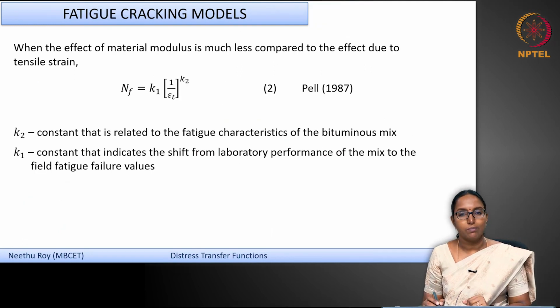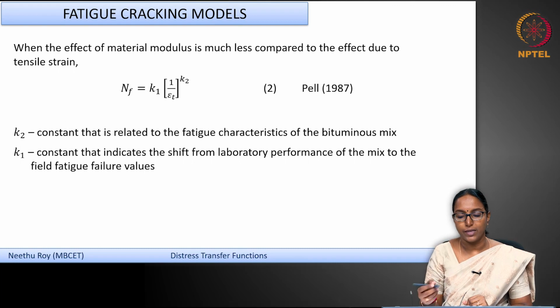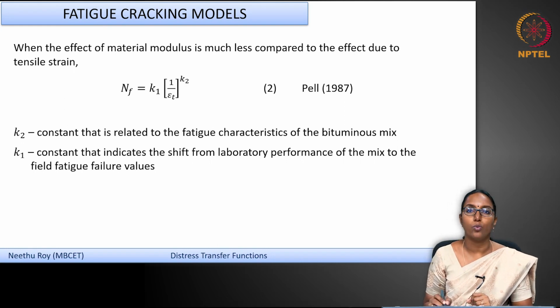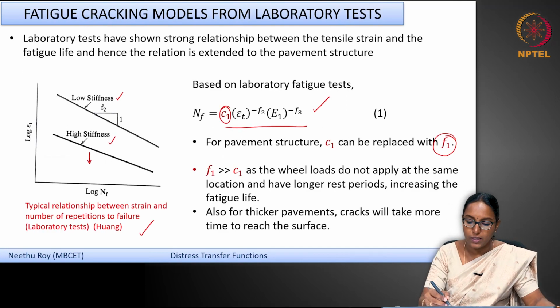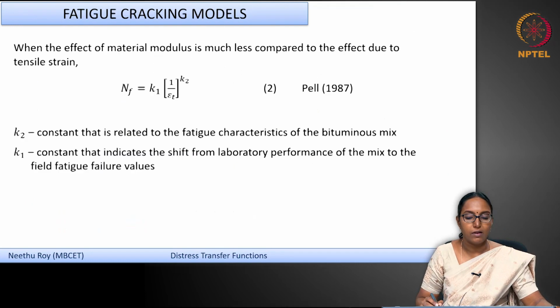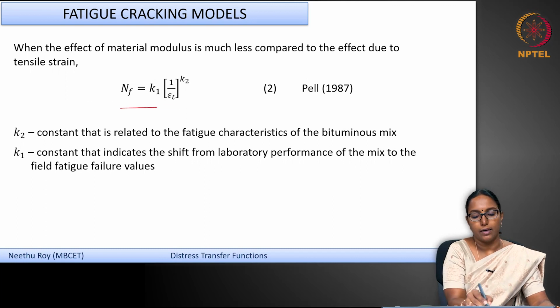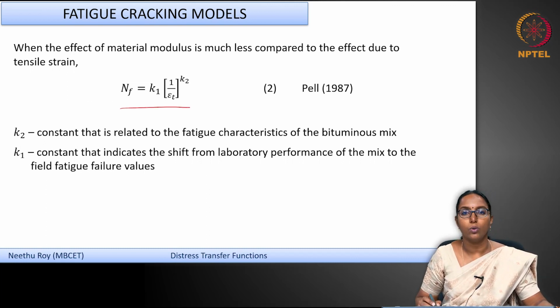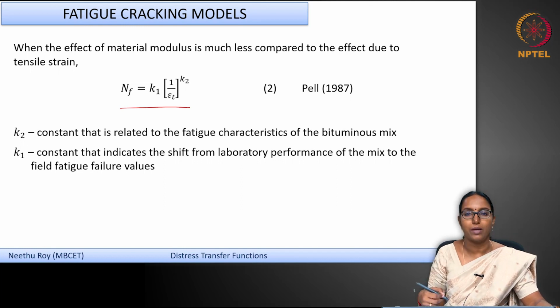Okay, so sometimes in certain studies, for example by PEL, the effect of the material modulus is neglected because it is found that the coefficient corresponding to the material modulus, that is this F3 coefficient, is less compared to F2. That is, the influence of material modulus on this expression is less, so it can be neglected. So, PEL has given a general equation as NF is equal to K1 into 1 by epsilon T raised to K2. That is, you have removed the minus and put epsilon t in the denominator. That's all, that's the difference.